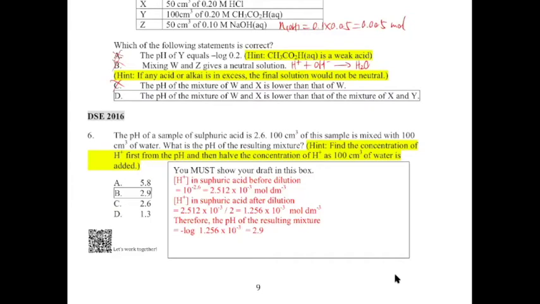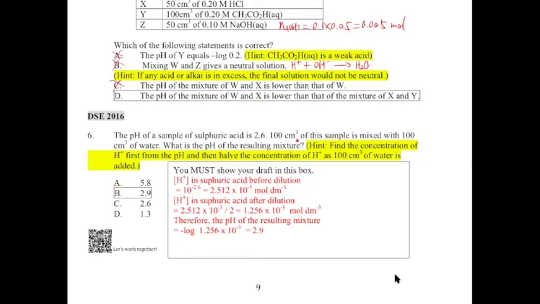Okay, so here, if you only dilute it with the same amount of water, the pH would not double, right? 5.8 is not reasonable. So without calculating it, you will know the correct answer should be B. But of course, you can calculate the accurate number. So how can we do it?